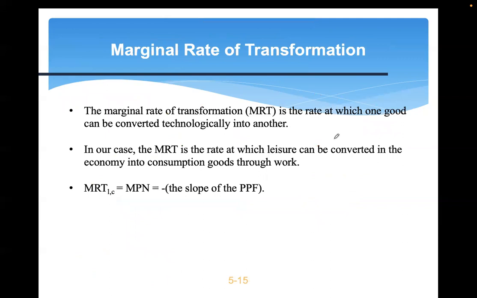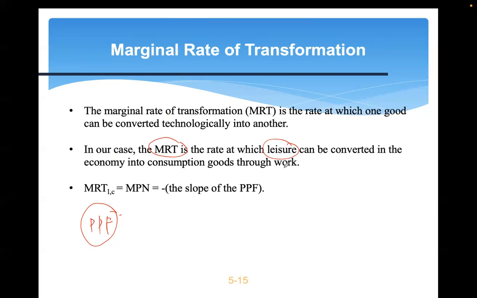So now we are going to define a new term based on this PPF. This new term is called marginal rate of transformation. This is the rate at which we can convert one good into another. In our previous graph, the MRT, marginal rate of transformation, essentially tells us at which rate leisure can be converted in the economy into goods.